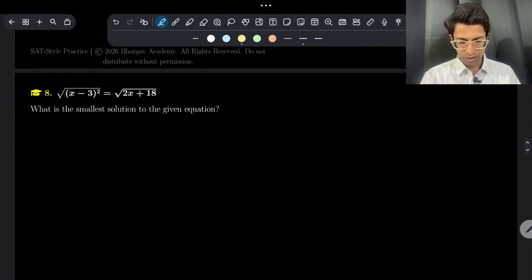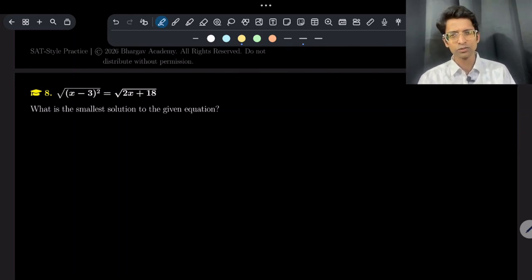So let's go to the next problem. The eighth one: what is the smallest solution to the given equation? If the question asks you to find the smallest solution, they're asking you to find the value, then usually Desmos is the best way. Let's see if it works here.